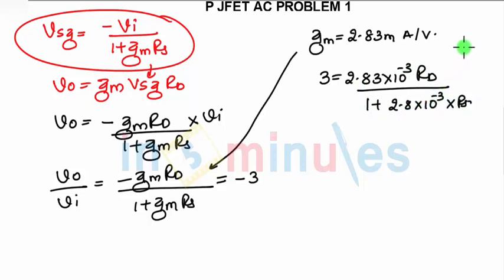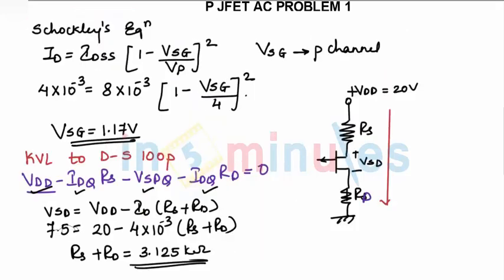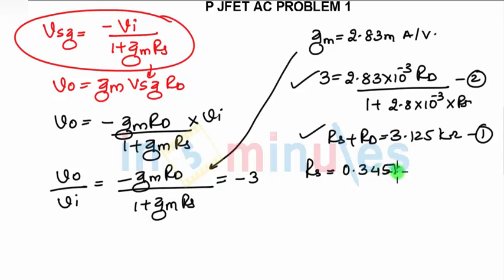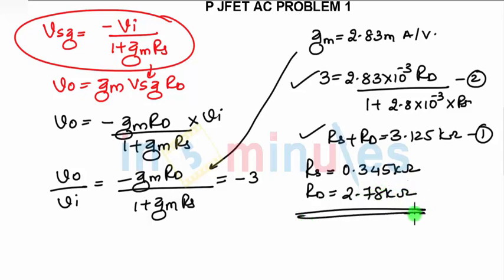So when you solve this equation, you have already got RS plus RD as 3.125 kilo ohms. This is equation 1. So when you solve equations 1 and 2, you will get the value of RS as 0.345 kilo ohms and the value of RD as 2.78 kilo ohms. This is how we have solved the problem.